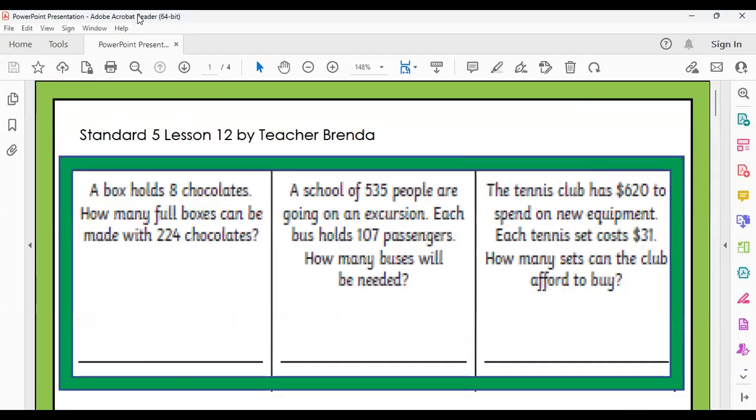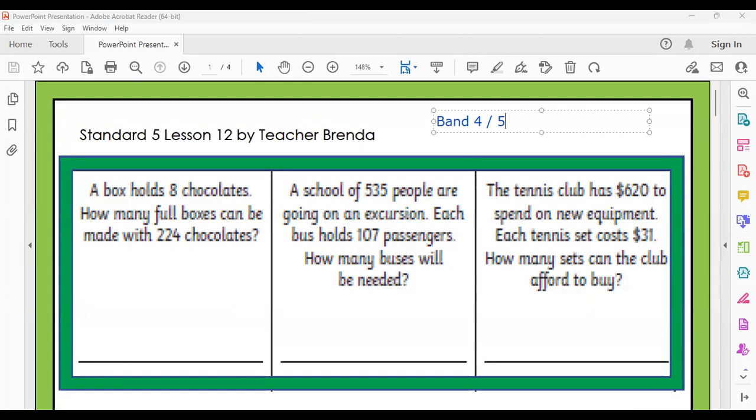So good morning to all of you. Today's session is lesson 12, standard 5 mathematics, and we will be looking into word problems. Word problems are all in band 4, 5, 6. Remember that, okay? Word problems will be in the category of band 4, 5, and 6.